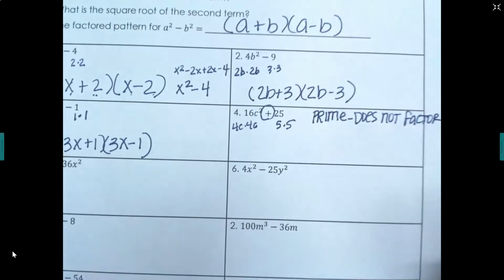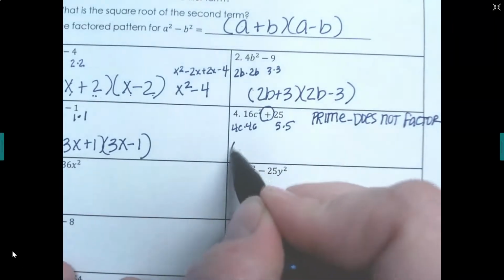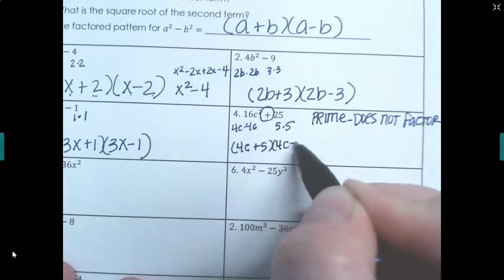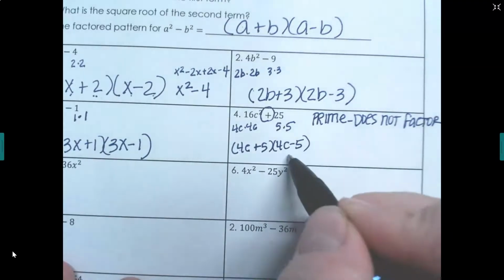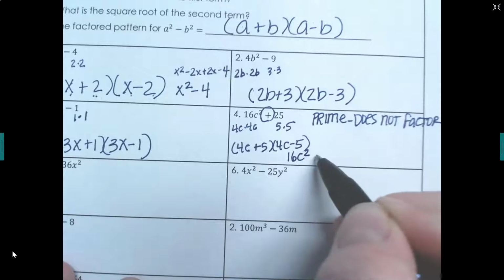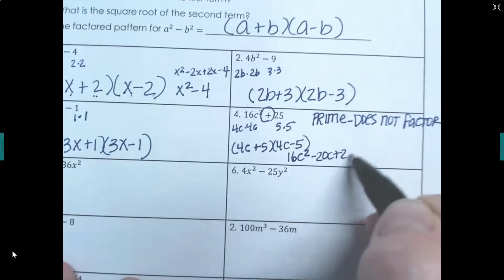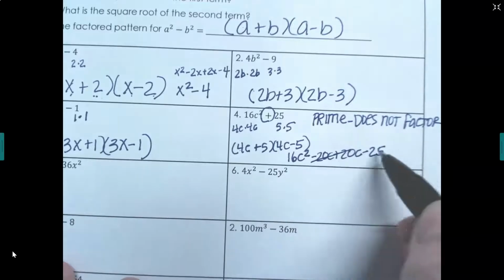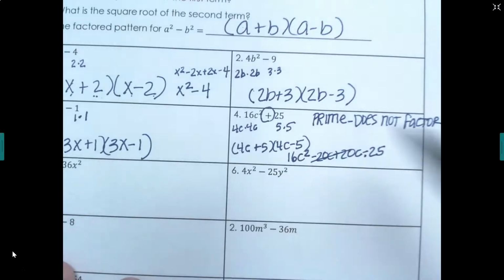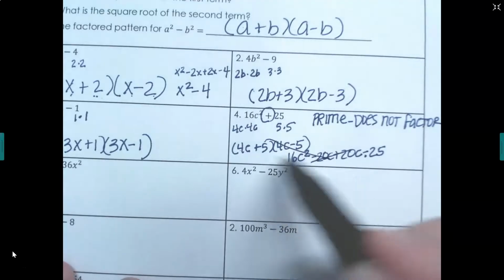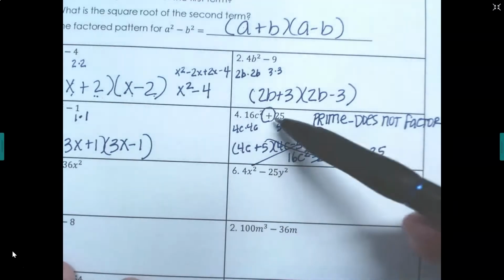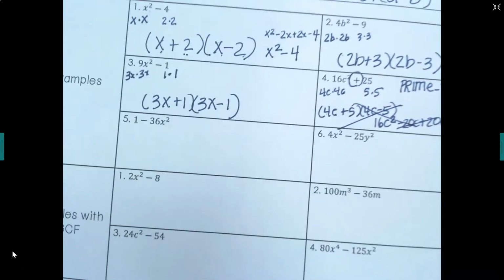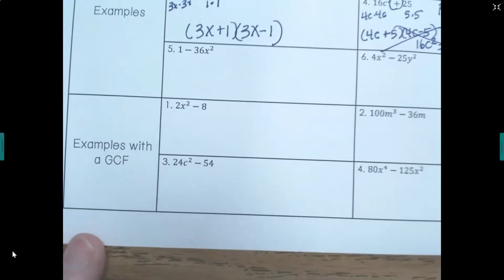We could try it. So if we did 4c plus 5 and 4c minus 5, when we check this, we get 16c squared minus 20c plus 20c minus 25. Those guys cancel. See that? Minus 25. This is plus 25. So you cannot factor this. So that is something that you need to pay attention to, that it needs to be a negative in the middle.